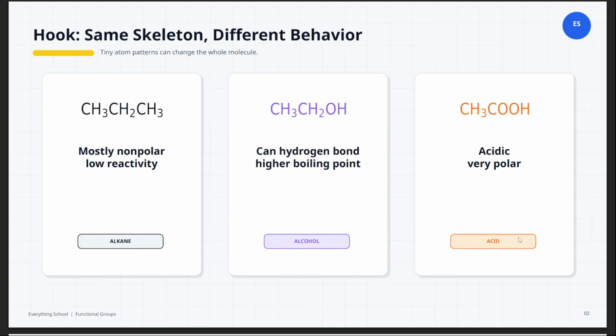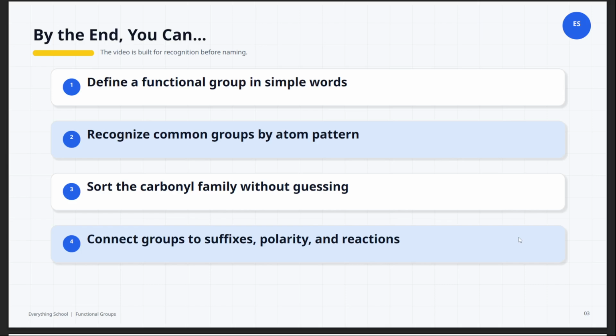So when you see an organic molecule, do not stare at the whole thing all at once. First ask, what is the special group attached to the carbon skeleton? That is the shortcut that makes this topic easier. Before we start, here are the goals.